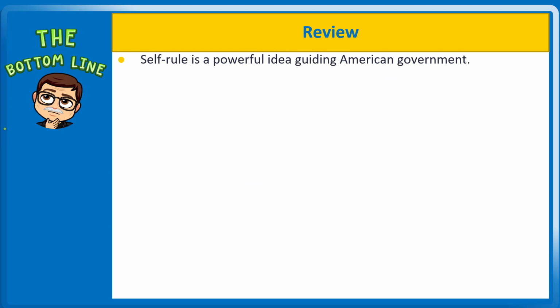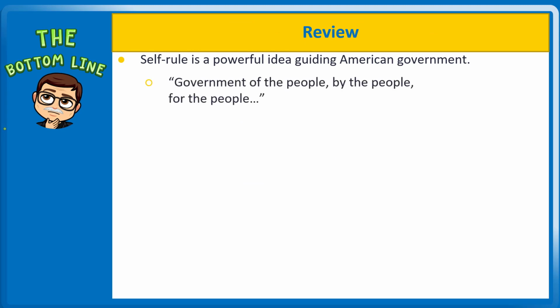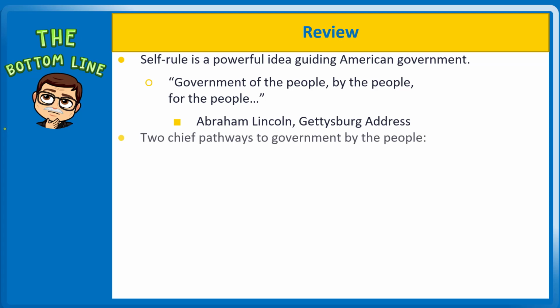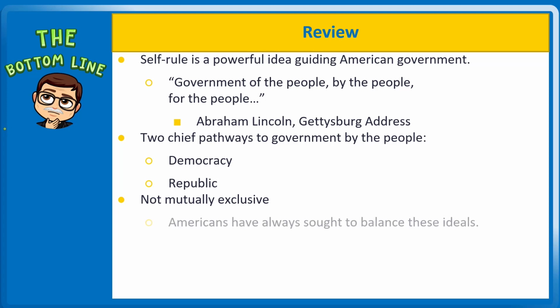Self-rule is a powerful idea guiding American government. As Abraham Lincoln best described it in his Gettysburg Address, government of the people, by the people, for the people. There are 2 chief pathways to government by the people: democracy and republic. Remember that these pathways are not mutually exclusive.